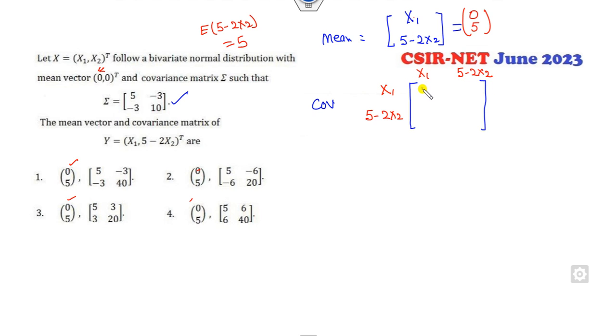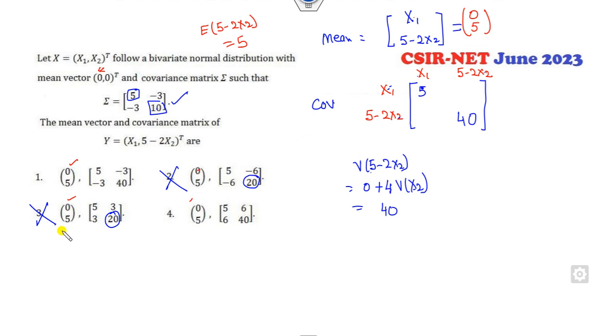Now this value will be variance of x1. What is the variance of x1? 5. This value will be variance of 5 minus 2x2. Variance of the constant value is 0, plus 4 times variance of x2. This is my variance of x2, 40. So 5 and 40. He said 20. Now you can see about this value.